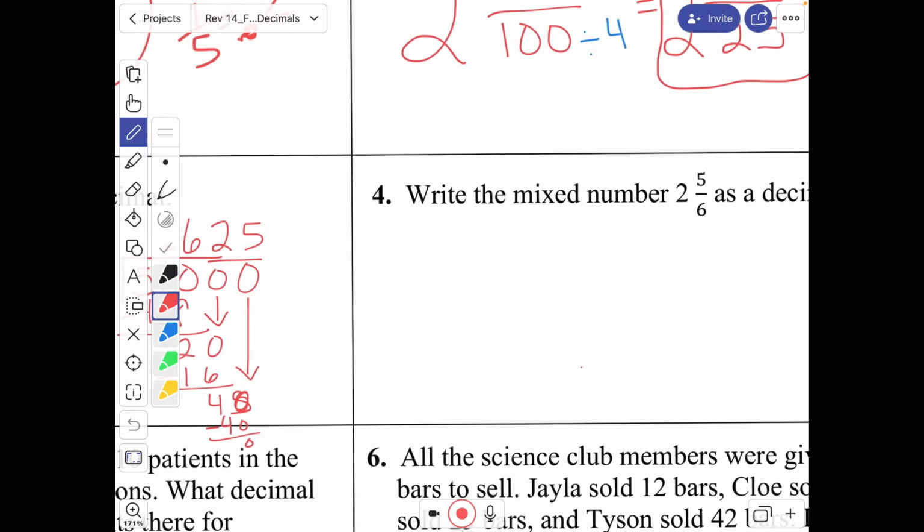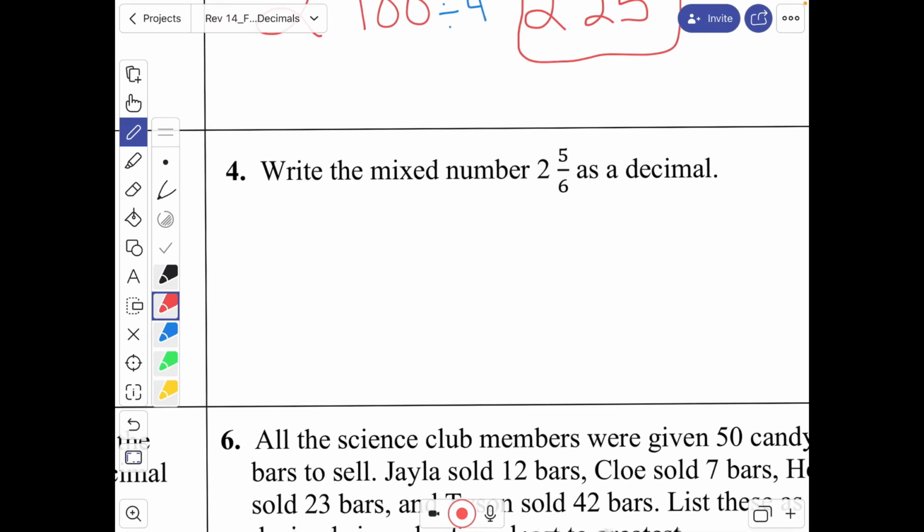Number 4. Write the mixed number 2 and 5/6 as a decimal. 2 stays the same. 5/6 is not one that we have memorized, so I'm going to have to actually do the division on this one. So 6 goes into 50 8 times, because 8 times 6 is 48. And then we subtract, and we get 2, so we have to keep going, put a 0.